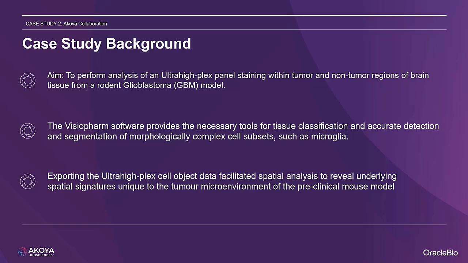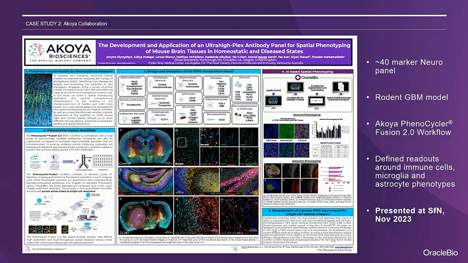By exporting the spatial phenotype data generated at OracleBio, we show how this can be used for downstream bioinformatic analysis to identify spatial signatures unique to the glioblastoma sample, which in turn could be investigated further in a more specific staining panel. This poster is available on both the OracleBio and Akoya websites if you're interested in reviewing this in more detail.